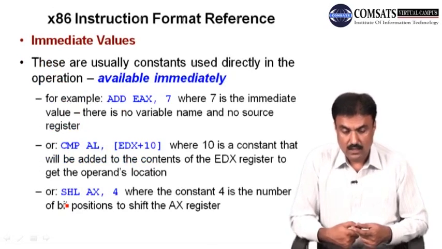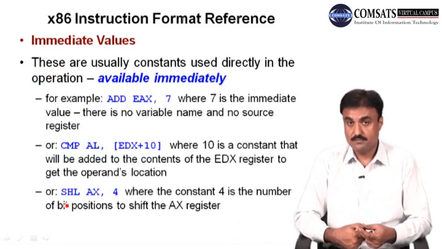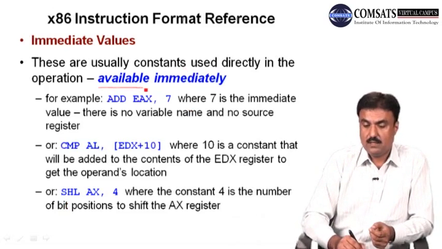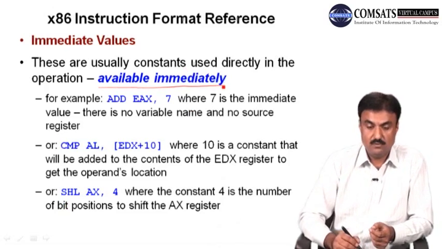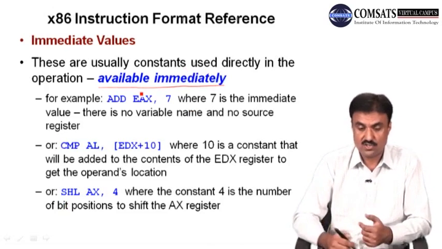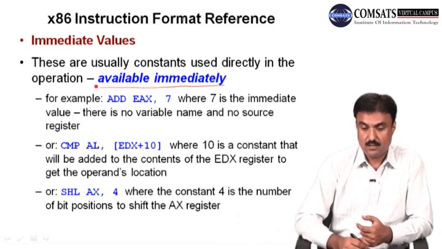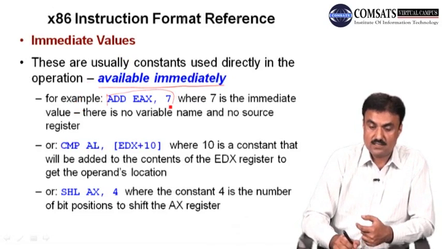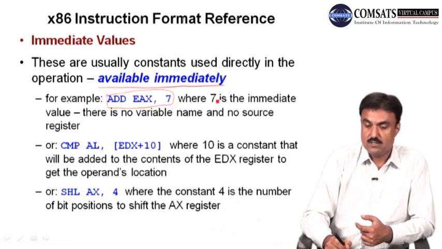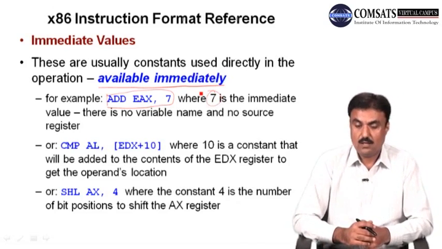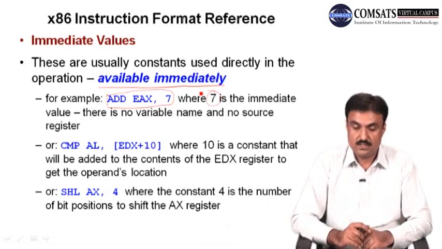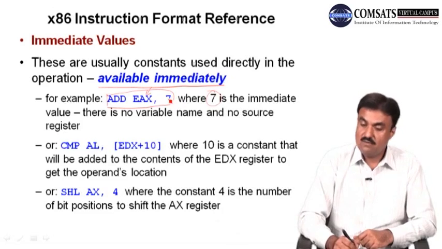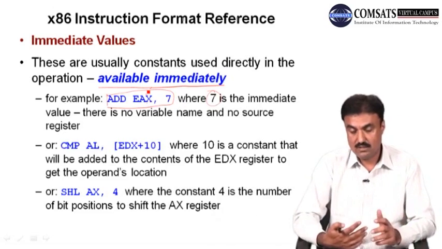And we know that another thing we are going to use is the immediate values. Immediate values are nothing but a constant value that is immediately available inside the instruction. This is the constant which is used directly inside the operation. For example, here we use ADD EAX, 7. This 7 is the immediate value, and there are no variable names, no source registers, nothing. We have only the destination register. The 7 will be added to EAX, and the result will be stored inside the EAX.